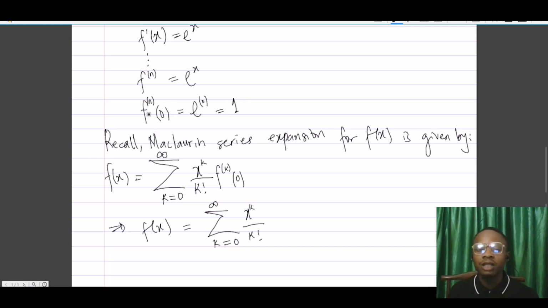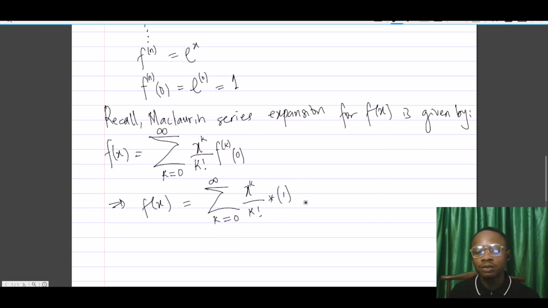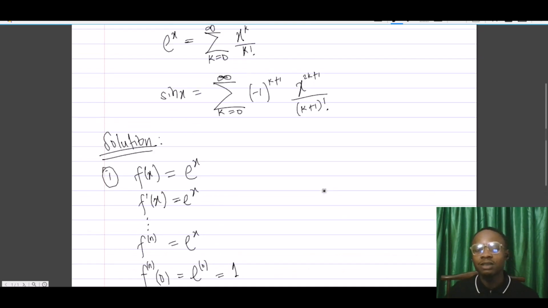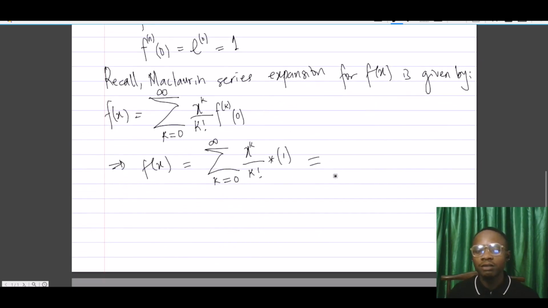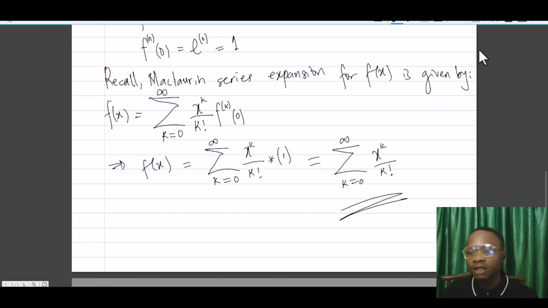So you can see it doesn't depend on n. So even if it was the kth derivative, it will still be 1. So whatever derivative it is, it will still be 1 at x equals to 0. So this will be multiplying 1. So basically, this is just equal to the expression. So we can already see that it is equal to what we were given: summation from k equal to 0 to infinity of x to the power of k over k factorial. It doesn't need any more thing. That is the end of the solution for the first part. We know this is equal to this, just by simplifying the summation.